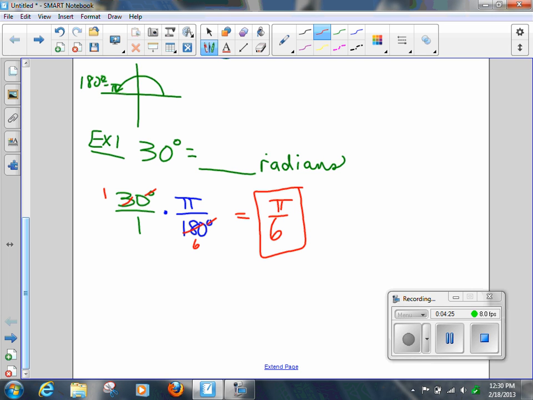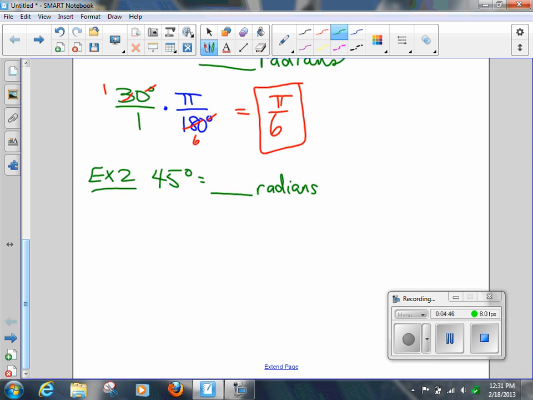Because you know I'm not going to give you these easy angles. I'm going to give you some wild, crazy angles that you've got to convert. Now, check this one out. I want you to prove, we already know the answer to this, but I want you to prove what 45 degrees is as radians.